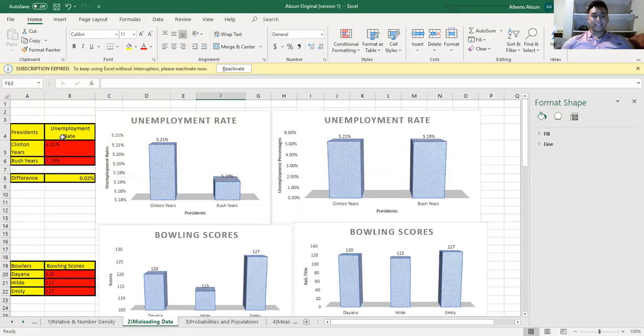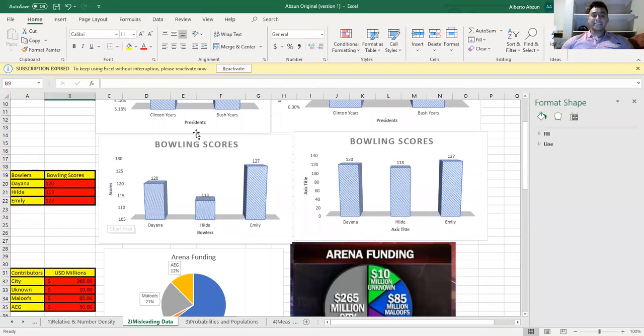So here we have an example. We have presidents and unemployment rate. 5.21% and 5.19%. Here they made a chart and they set up the vertical axis to start at 5.18, and you can see a big major difference. But if we fix that and we put the vertical axis at 0%, you can see that there's not much difference. All right, so if we find the difference here with this cell, you can see that the difference is 0.02%.